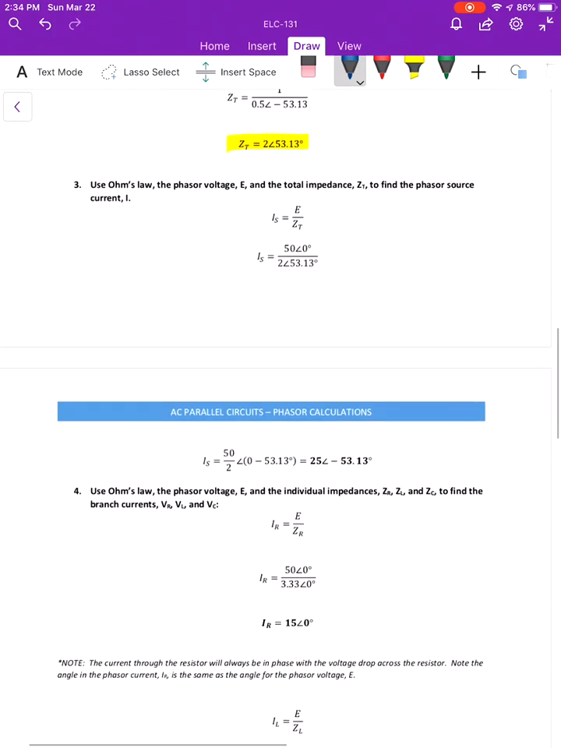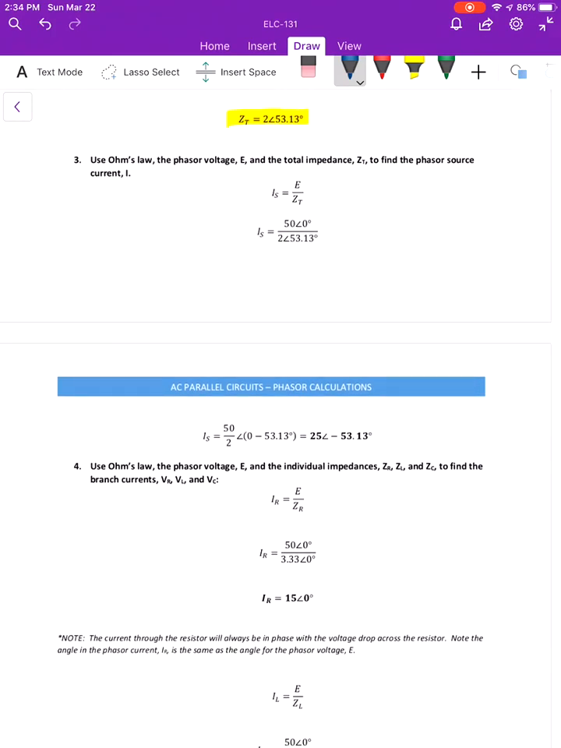And we apply Ohm's law to find our source current, just like we've learned to do so many times before. So here is our Ohm's law, and for AC we would just take our source voltage in phasor form, the 50 at 0 degrees, and divide by ZT, which we just found was 2 at 53.13 degrees. To do the math, 50 divided by 2 gives us the magnitude of our current, 25 amps, and 0 minus 53.13 degrees gives us the phase shift for that current. Okay, so that's what we have there.